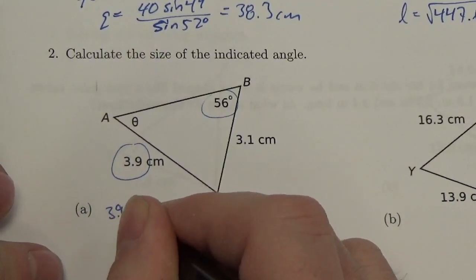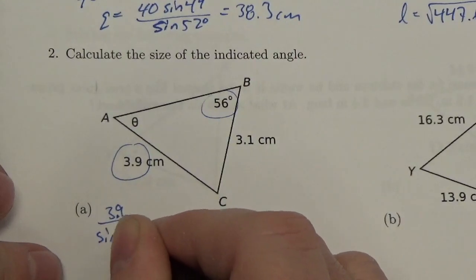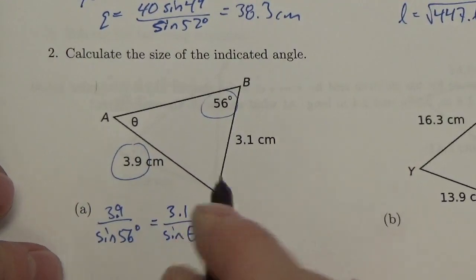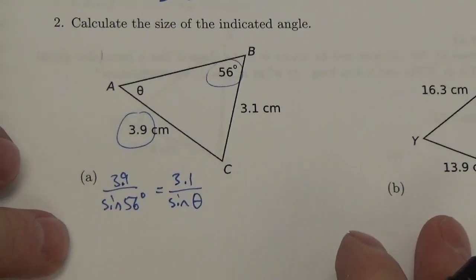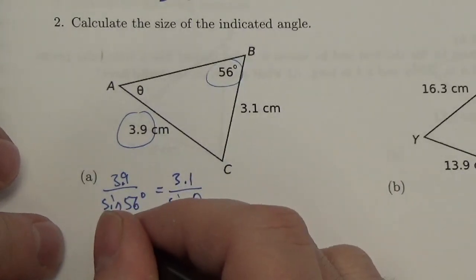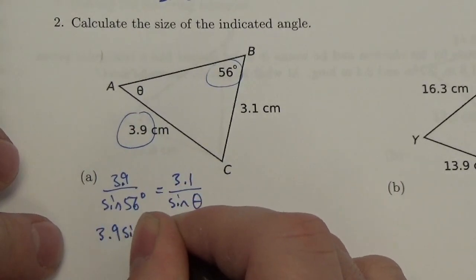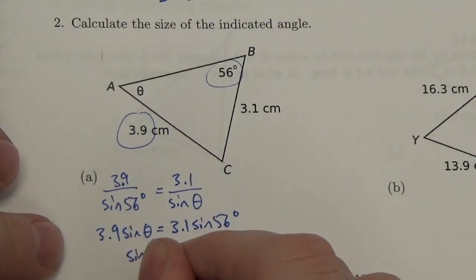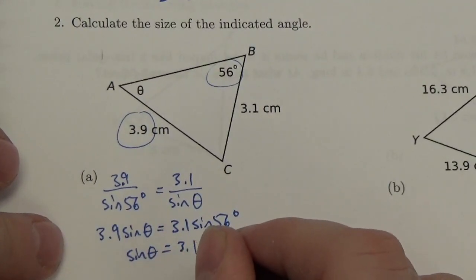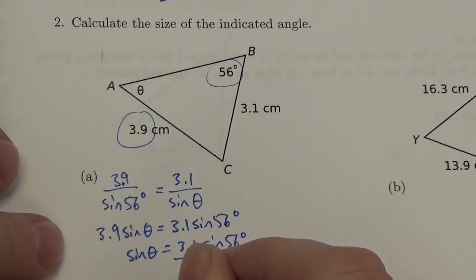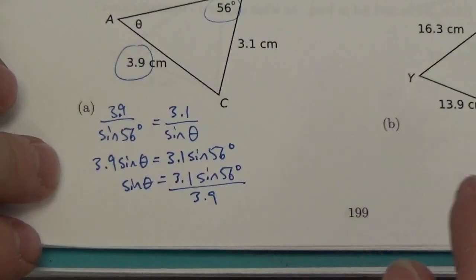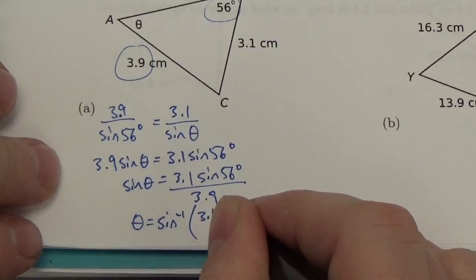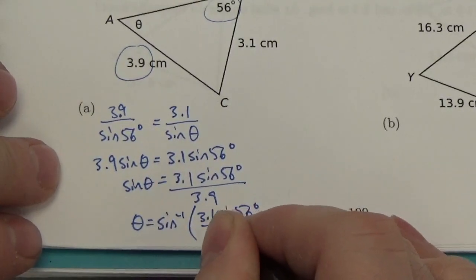So I'll put 3.9 over the sine of 56 is going to equal 3.1 divided by the sine of that angle there, theta. Or if you want to use A, you can as well. Now I'm going to cross multiply, so this will be 3.9 times the sine of theta will equal 3.1 times the sine of 56 degrees. The sine of theta is therefore 3.1 times the sine of 56 degrees divided by 3.9. And so theta is going to equal the inverse sine of 3.1 times the sine of 56 divided by 3.9.